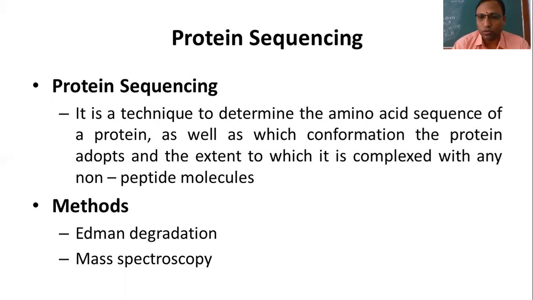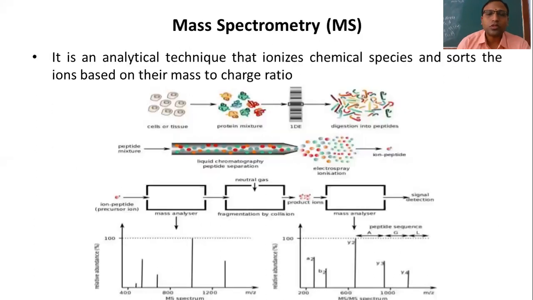mass spectroscopy. Mass spectroscopy is also called liquid chromatography mass spectrometry, which is a combined process. Here it is basically an analytical technique that ionizes the chemical species and sorts the ions based on their mass to charge ratio.